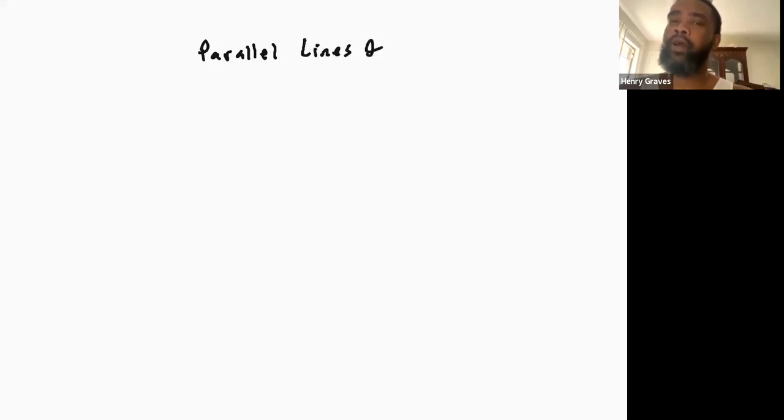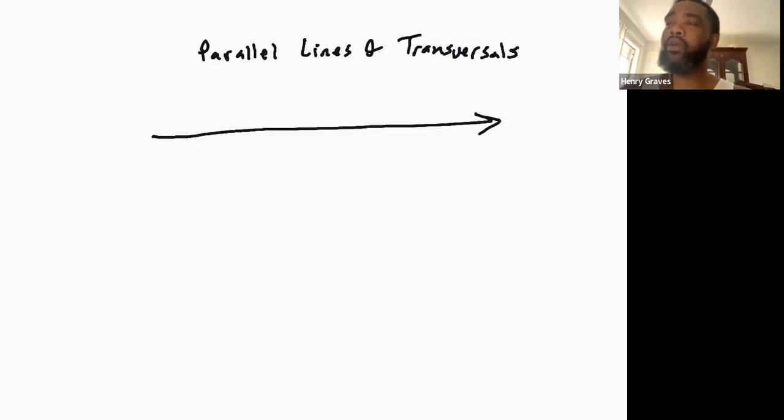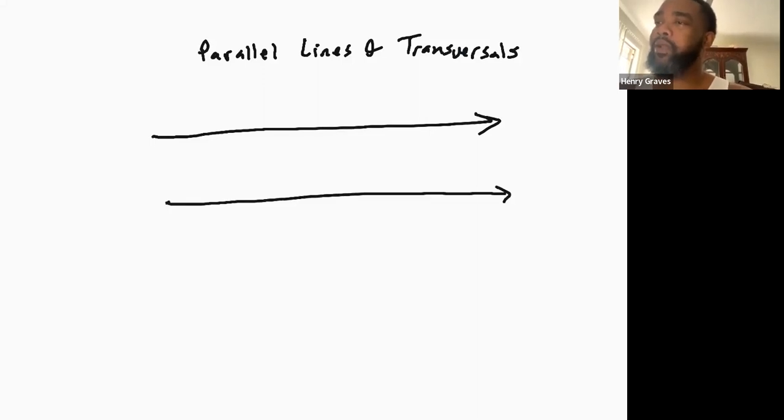So today we're going to talk about parallel lines and transversals. So let's go over what parallel lines are, okay? Parallel lines are two lines that never touch, right? So these are parallel lines in black. Parallel lines obviously do not touch, they run side by side.